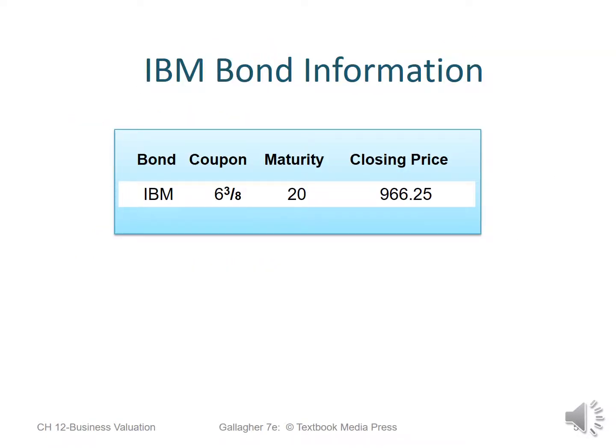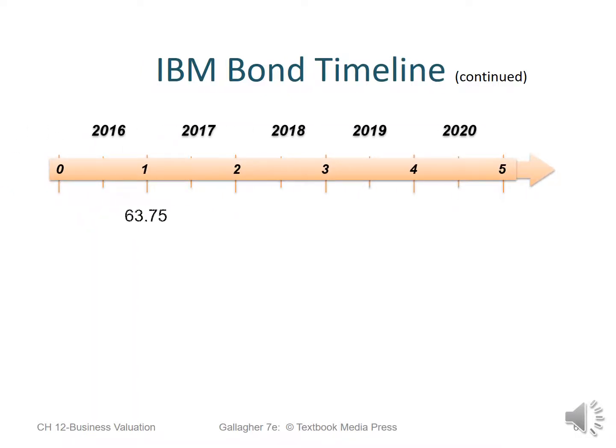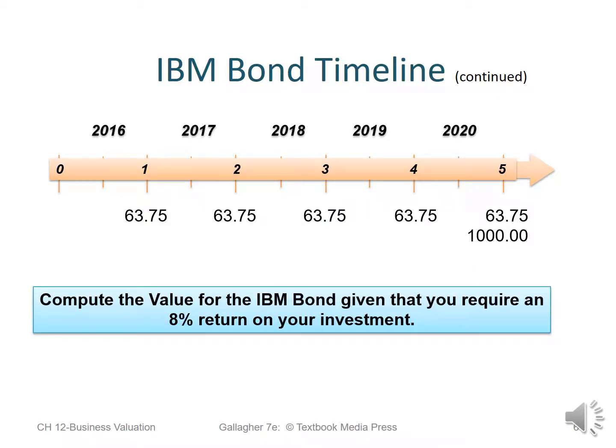IBM bond information: the bond's name, coupon rate, maturity, and the closing price. We can draw an IBM bond timeline and compute the value of the IBM bond, given that you require an 8% return on your investment.